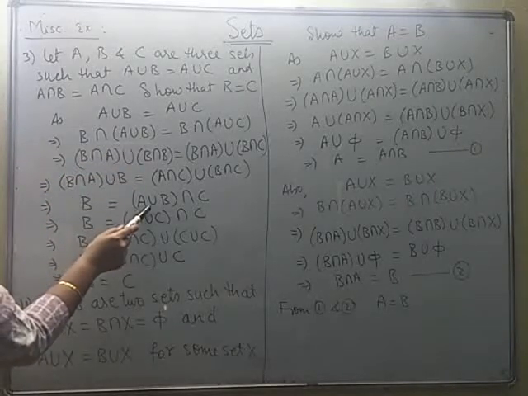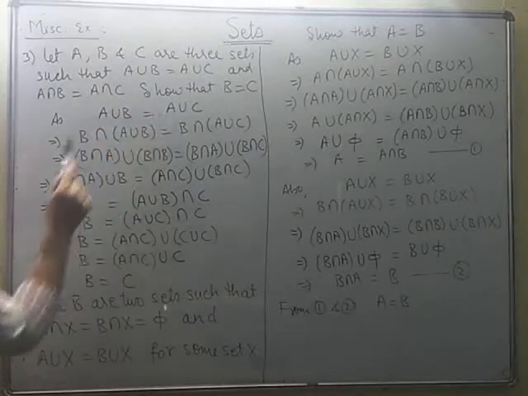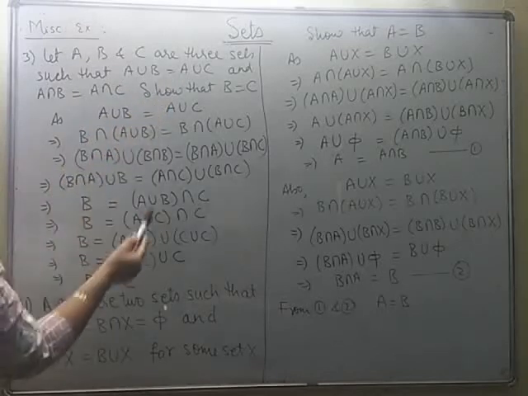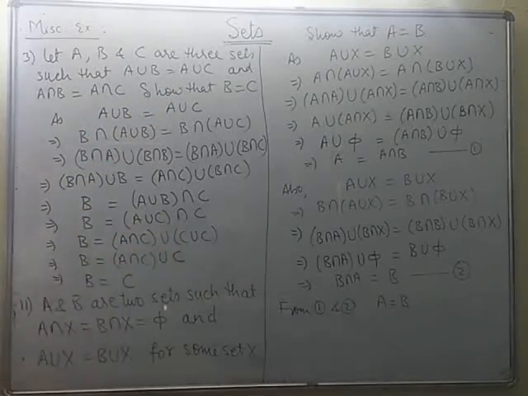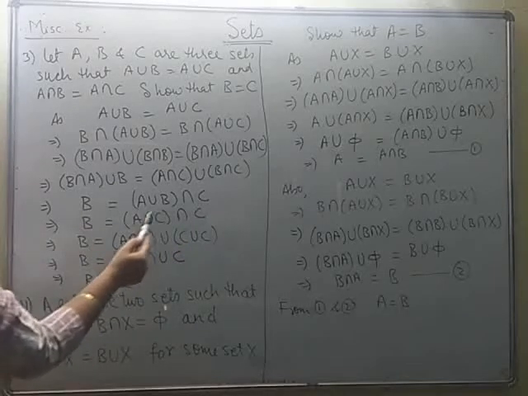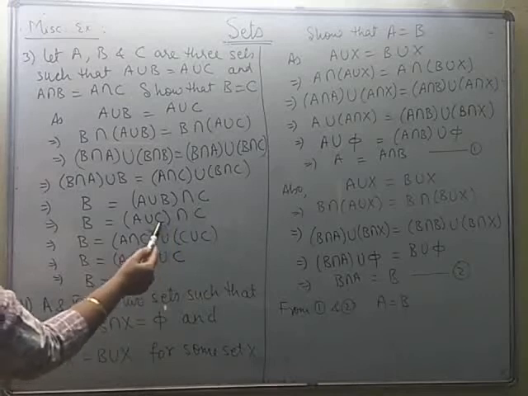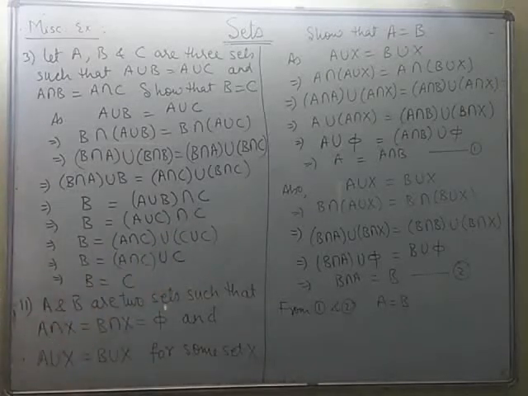Now again see what do we get here. It is A union B. So this A union B is replaced by A union C. We already know they are equal. So this is now A union C and then intersection with C. Again use the distributive law. So it will be A intersection C union C intersection C. Now C intersection C is nothing but C, so it is A intersection C union C.